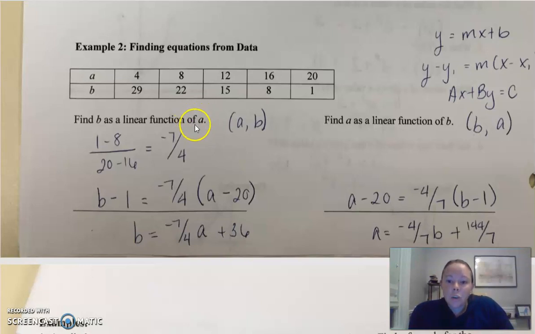So that's your independent. Notice I wrote over here the actual ordered pair (a, b). And then when I switch it, find a as a linear function of b, I wrote b is my independent, a is my dependent. When you go to do this, I would highly suggest don't work from the table. Pull 2 ordered pairs, write them down, and then go from those 2 ordered pairs. Same thing over here. Pick 2 ordered pairs, make sure you switch, and write them down and go from there.